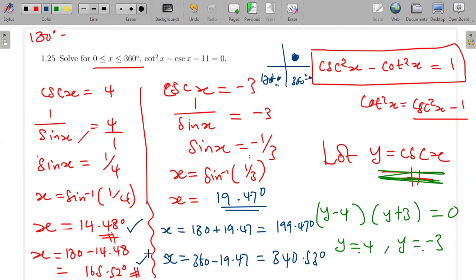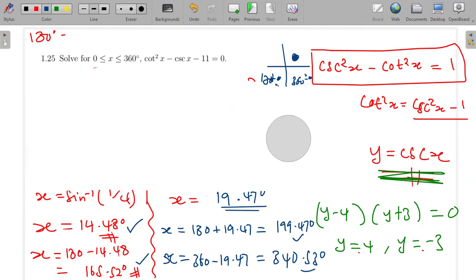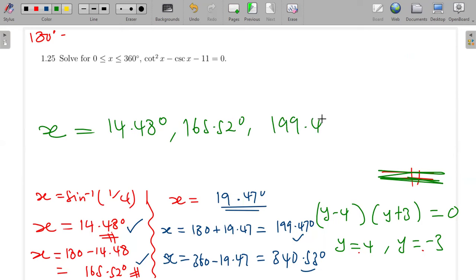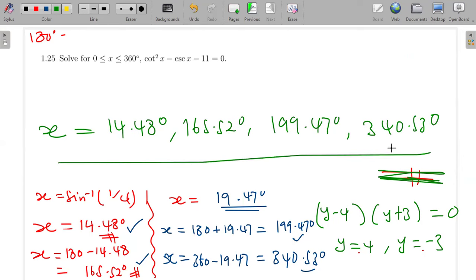Okay, so our answers are four. You may want to write them in increasing order. So what we're going to do is this. We're going to say x is actually equals to, okay? So in increasing order, I start with 14.48 degrees. And then what follows is 165.52 degrees. And then I have 199.47 degrees. And then I have 340.53 degrees. So this is what we have here. Okay, so those will be our answers. So any questions there?